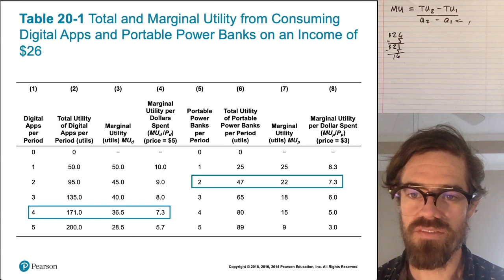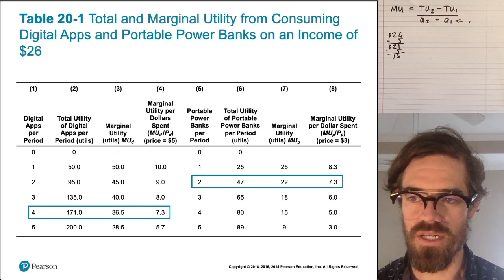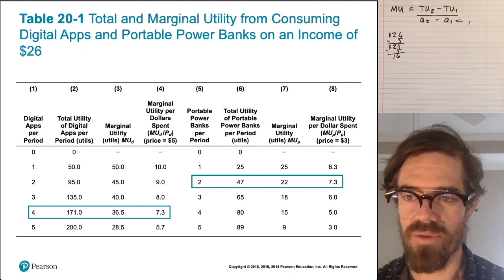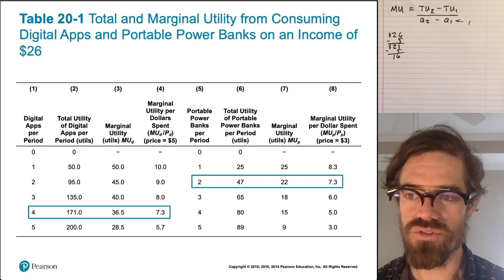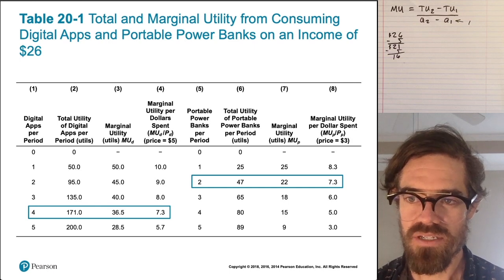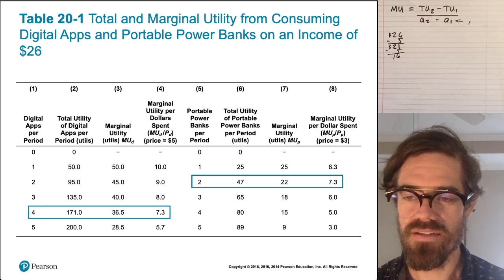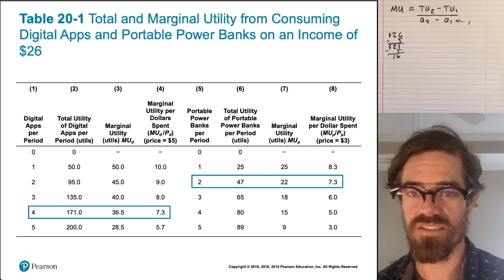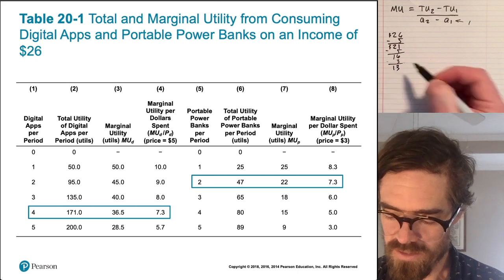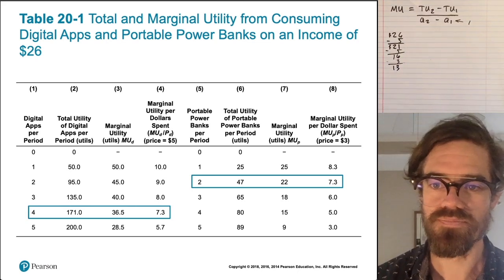What's the next item? They've got two apps. What's the next good that gives them the most satisfaction for their money? The next one would be the first portable power bank, 8.3 utils per dollar, as opposed to only 8 utils per dollar for the third digital app. So the third thing they're going to buy is a portable power bank, which costs $3. Okay, so now they've got $13 left over.